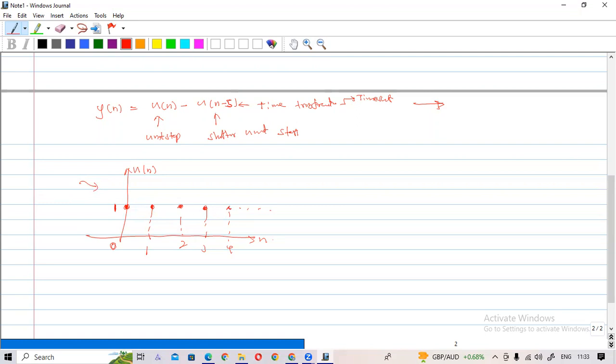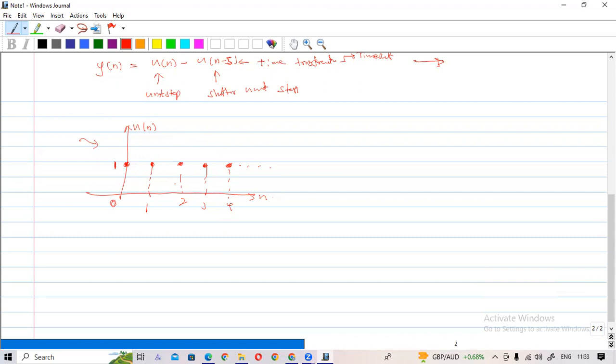You need to remember this one. So this is the unit step signal. Now what is u[n minus 5]? u[n minus 5] is the signal repeating.